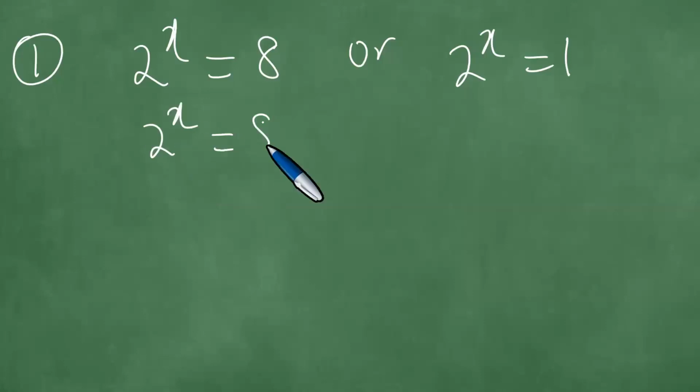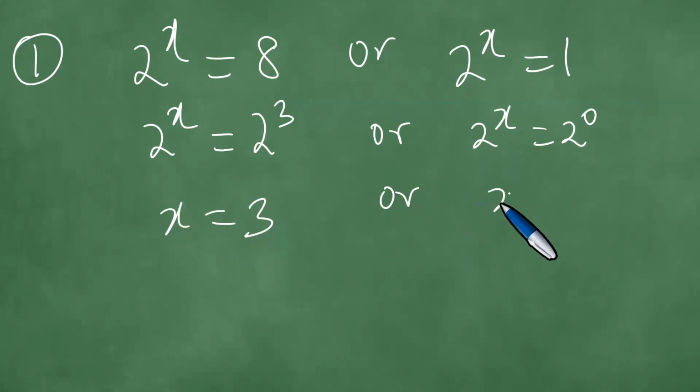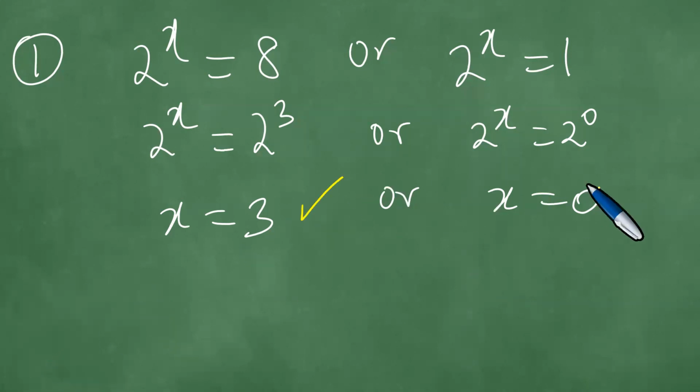2 to the power x equals 8, which is 2 to the power 3. And 2 to the power x equals 2 to the power 0. So x is 3 or x is 0. So this is the answer. Three or zero.